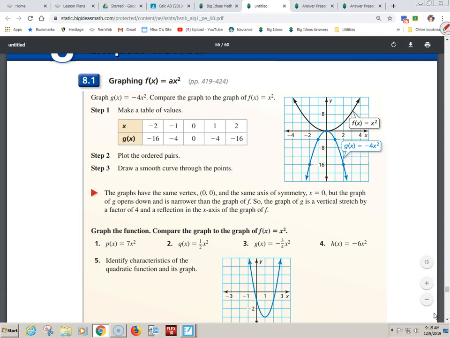Can we as a class right now decide how we can shorten our work? Did they really need all 5 of these points to make this parabola? Or did they really just need 3? To get the idea, all they needed was 3. So why don't we only do -1, 0, 1? Just shorten your work and you have the main 3 points.